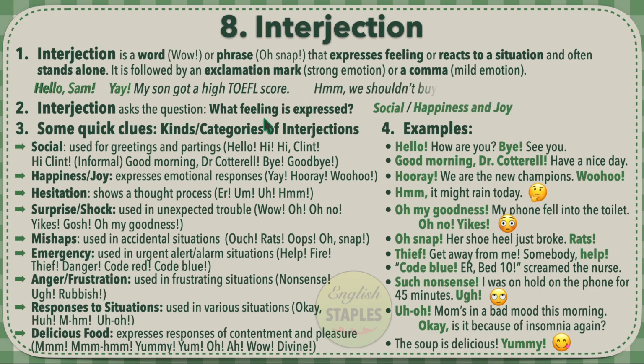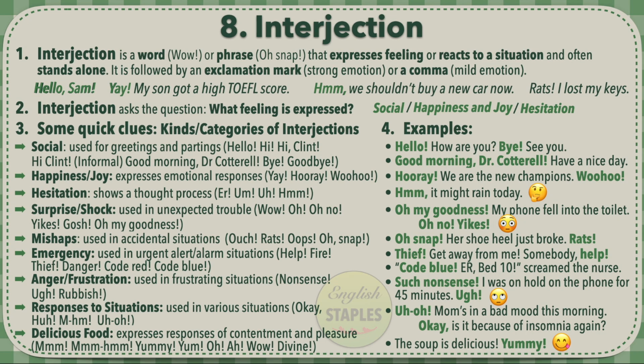Let's look at another sentence. Well, we shouldn't buy a new car now. The interjection is "well," but notice it has a comma. It's a mild emotion. When they have exclamation marks, they're strong emotions. But here it's a comma, so it's a mild emotion. What kind of feeling is it expressing? Or what kind of reaction is it expressing? Hesitation. This person stopped and is actually thinking, should we buy a new car at this time?